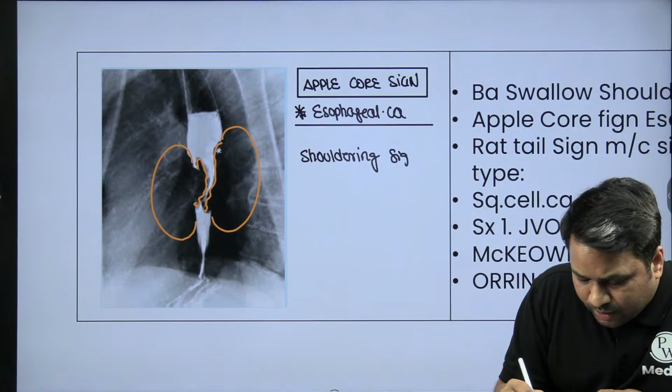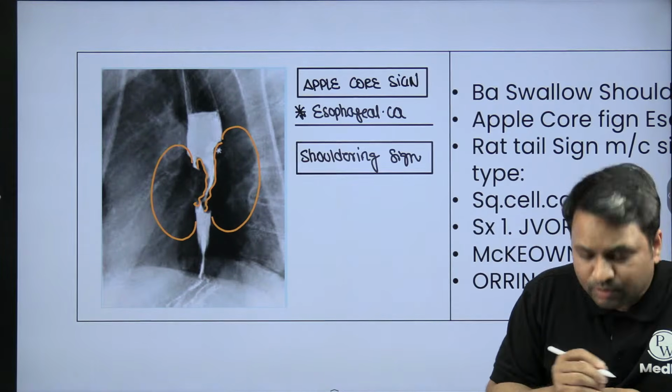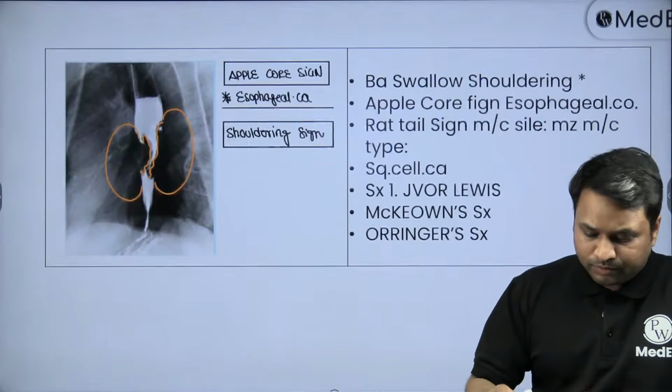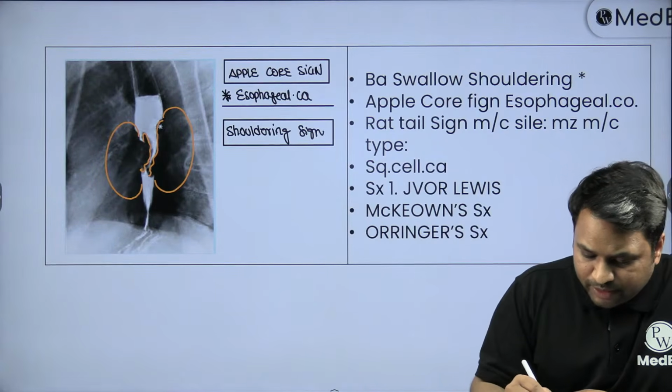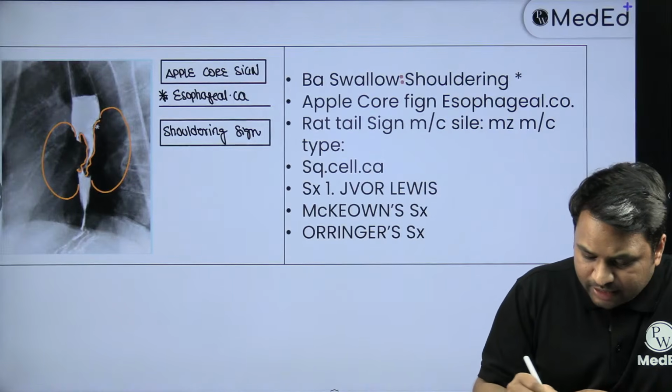That is what we call the shouldering sign, right? Now, what are the findings that you have? Number one, on a barium swallow, you can see a shouldering sign. Apple core sign in esophageal cancer.